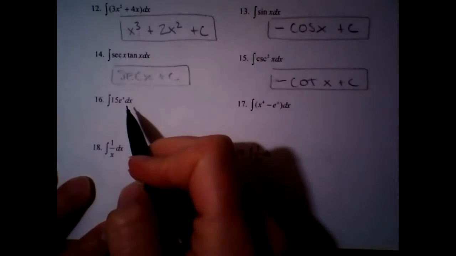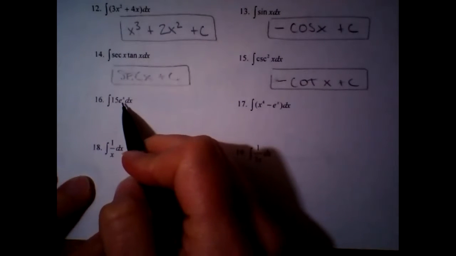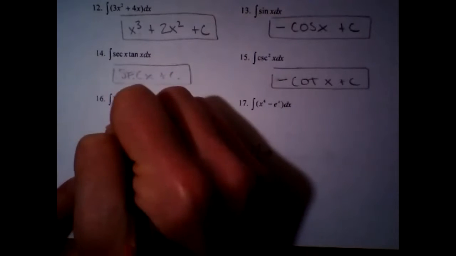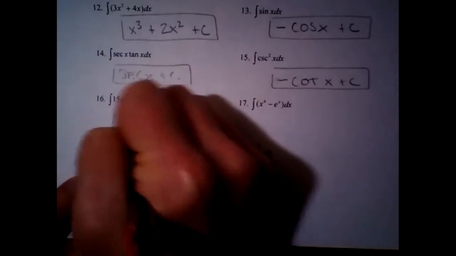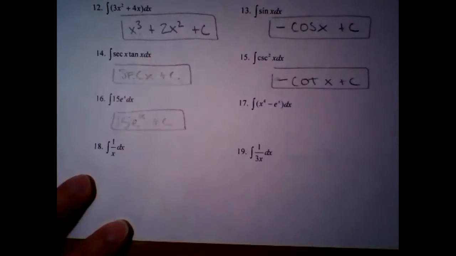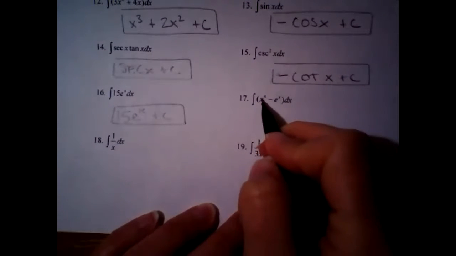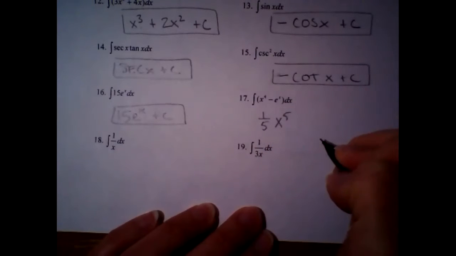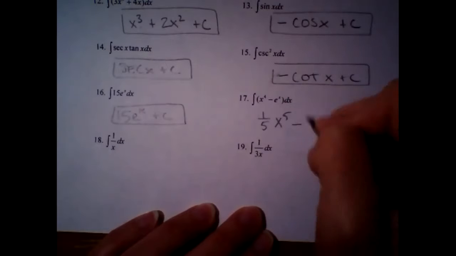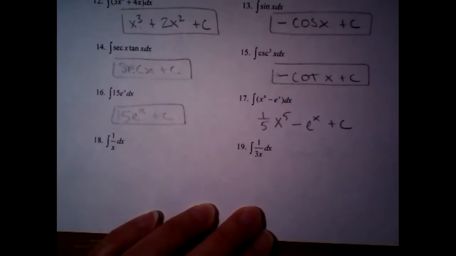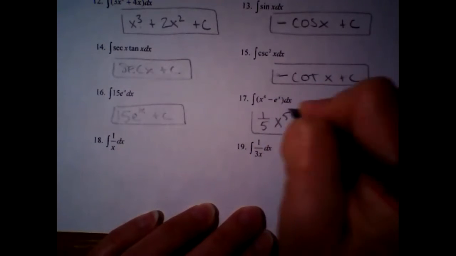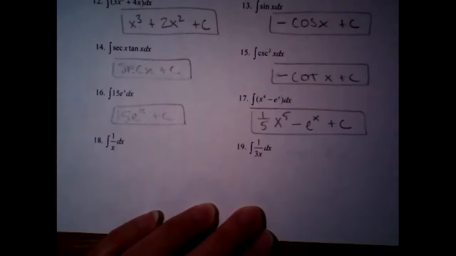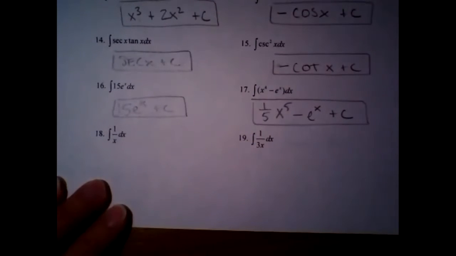All right, e to the x is great. It's just my favorite one. The derivative of e to the x is e to the x. So guess what? The antiderivative of e to the x is e to the x. This is 15 e to the x plus c. It's just itself. So here for the x to the fourth, that is going to be 1/5 x to the fifth minus e to the x is itself, and then plus c. Yeah, e to the x is just the best function. I just love that one.